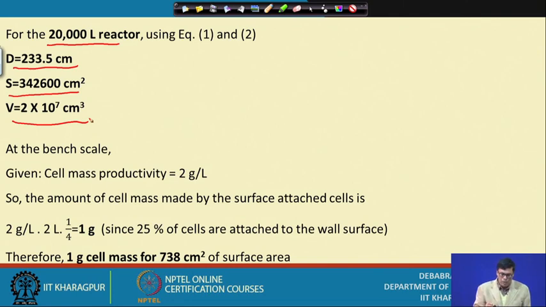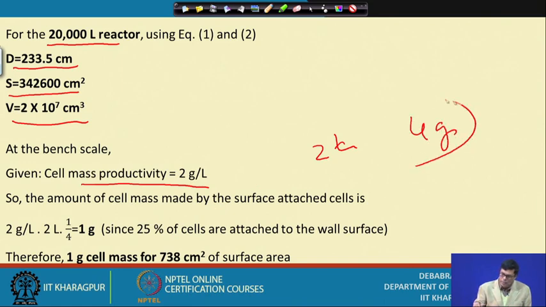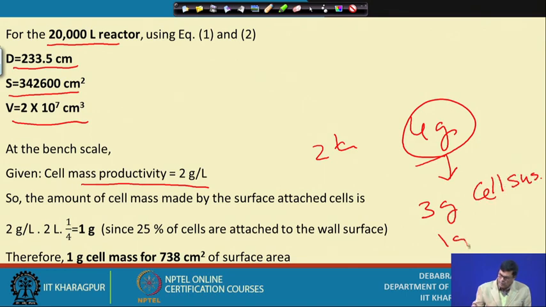Now, let us see how we can solve this problem. What is cell mass productivity? 2 gram per liter. And what is the volume of the small scale? 2 liter. So, I told you how much cell we will get for 4 grams. Out of 4 grams, 3 grams remain in cell suspension, and 1 gram is attached with the fermenter wall. That 1 gram of biomass is attached with the wall.